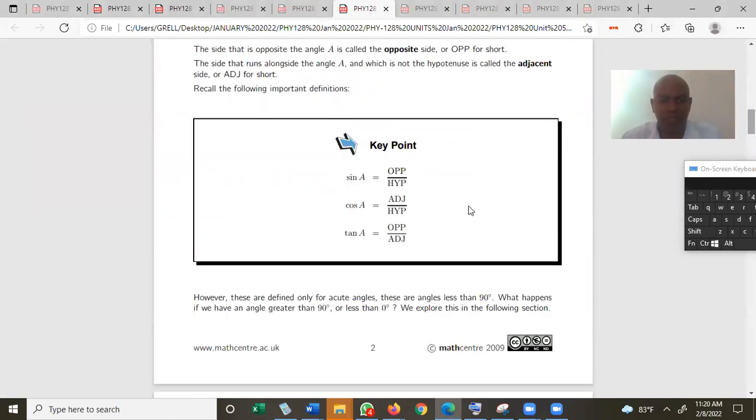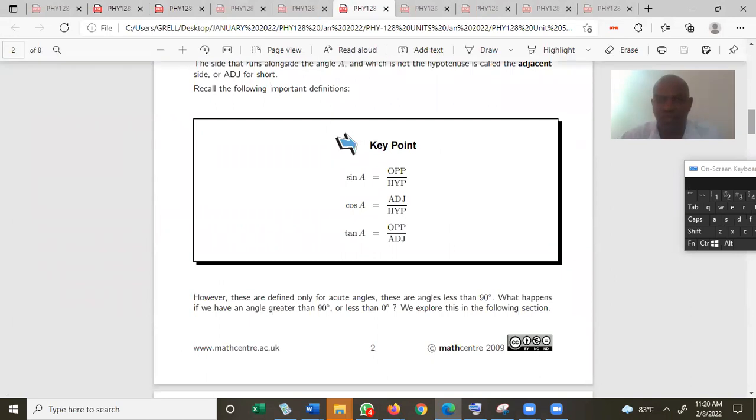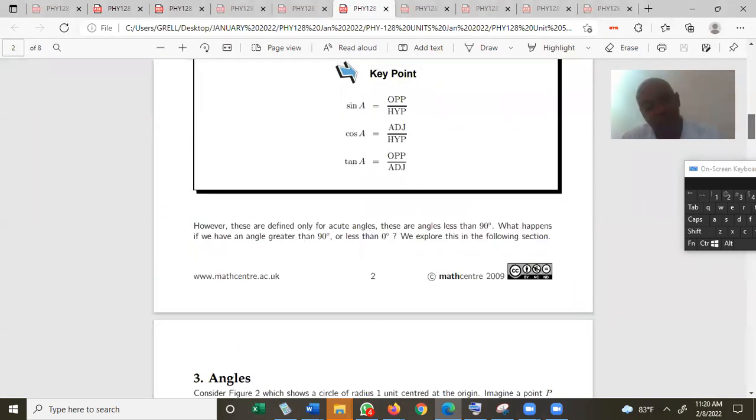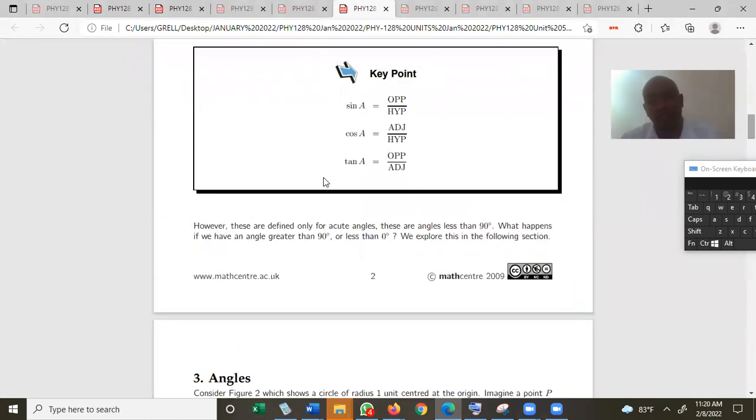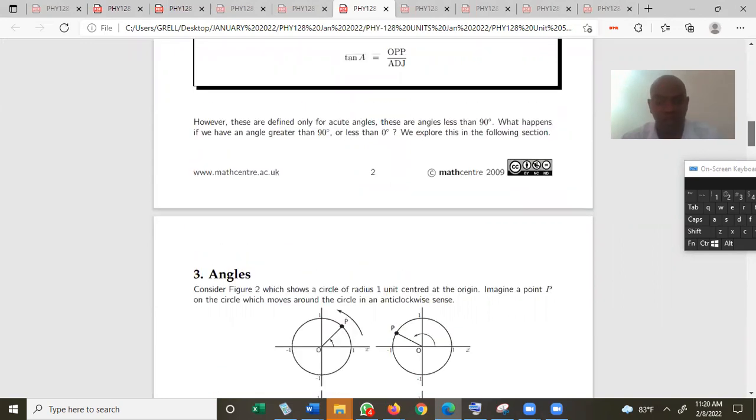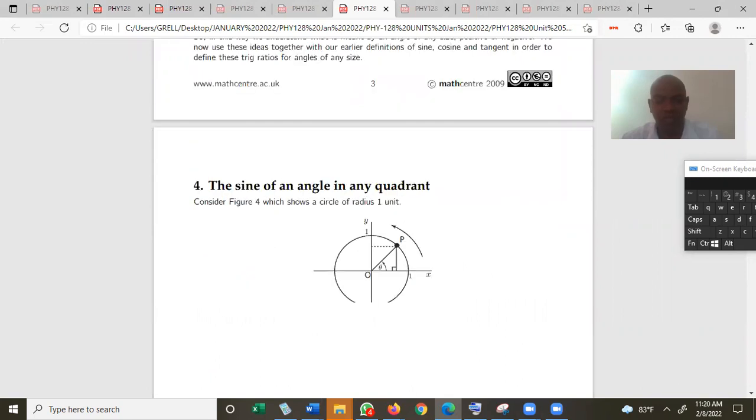Okay, here they are: sine, opposite over hypotenuse. And by the way, ratios also mean divide. So that's why they call it trigonometrical ratios, because they are all divisions. Opposite to the angle, adjacent to the angle, opposite over adjacent to the angle. The hypotenuse. Okay, so what is going on there with this?